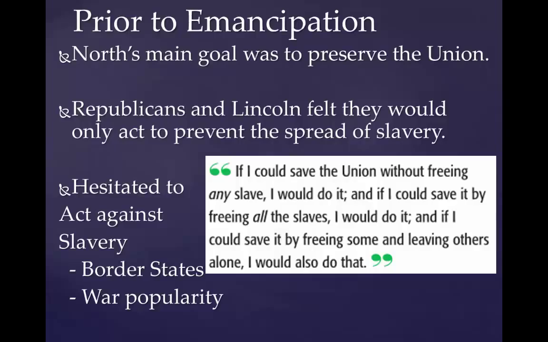And there's a quote here from Lincoln: if I could save the Union without freeing any slave, I would do it. And if I could save it by freeing all of the slaves, I would also do that. And if I could save it by freeing some and leaving others alone, I would do that. So that's really showing how much he was all about the preservation of the Union, and slavery wasn't, publicly at least, an issue for him early in this war.